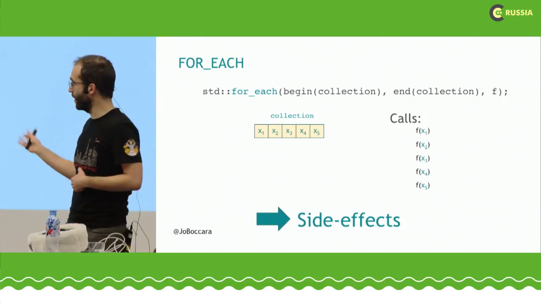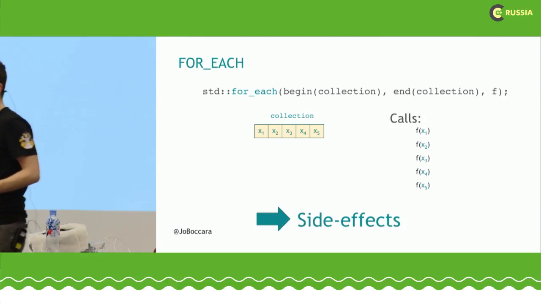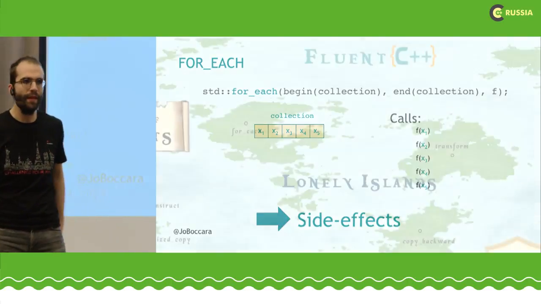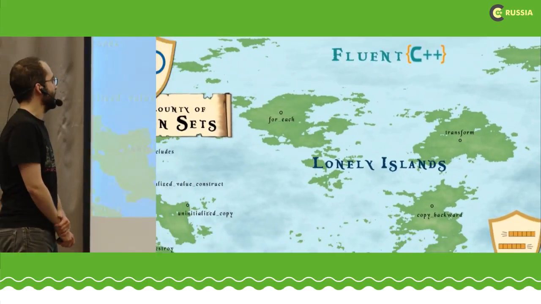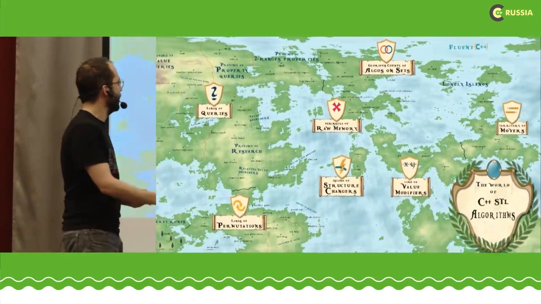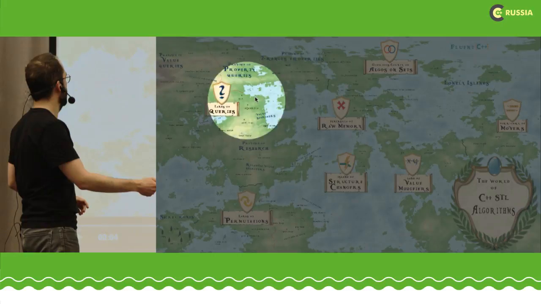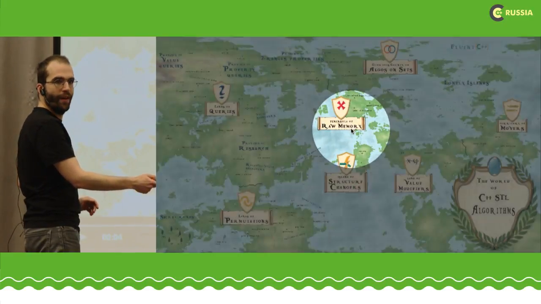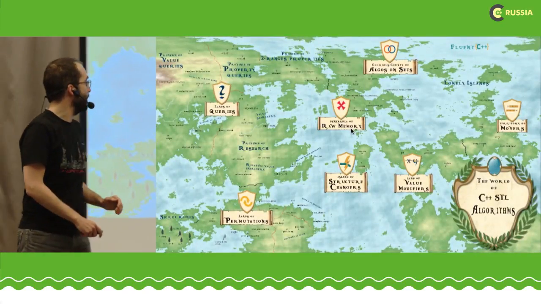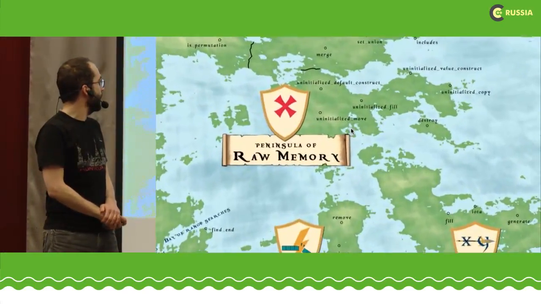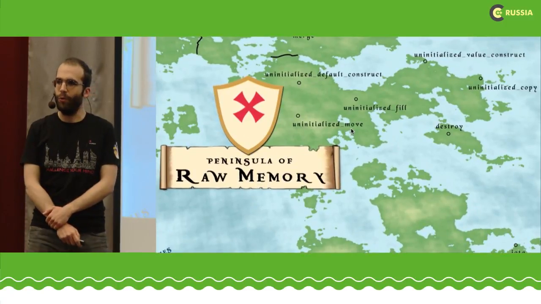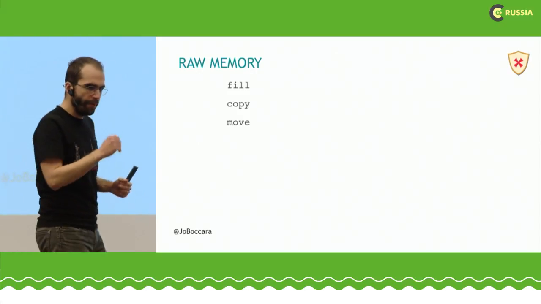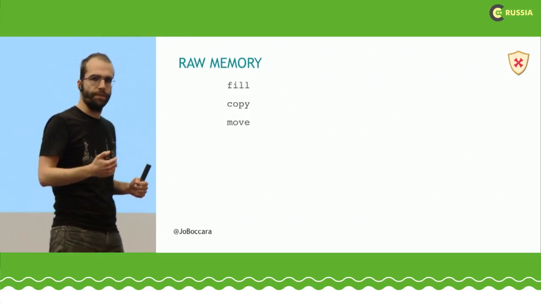Now, I'm not saying that it's a good thing or a bad thing to make side effects. I think they can be useful in some places, but for each is made for side effects. Now, let's take a step back. We've been all around the world, literally, all around those places, except for that last part. Raw memory. So what is raw memory about? Yeah. So remember fill and copy and move.